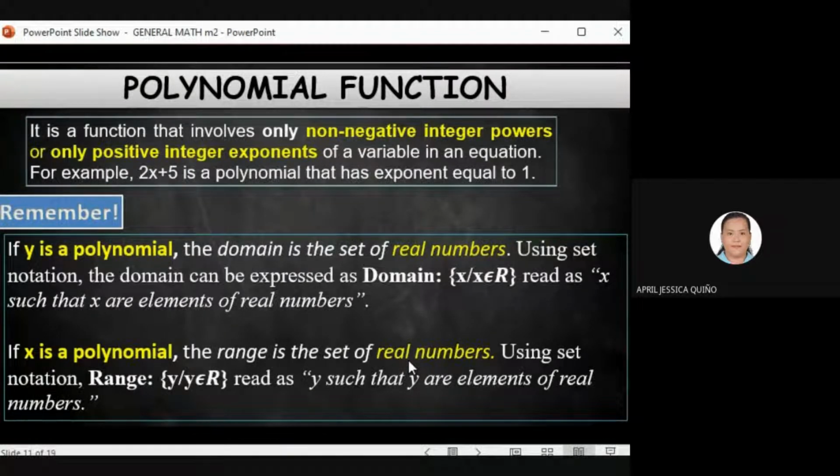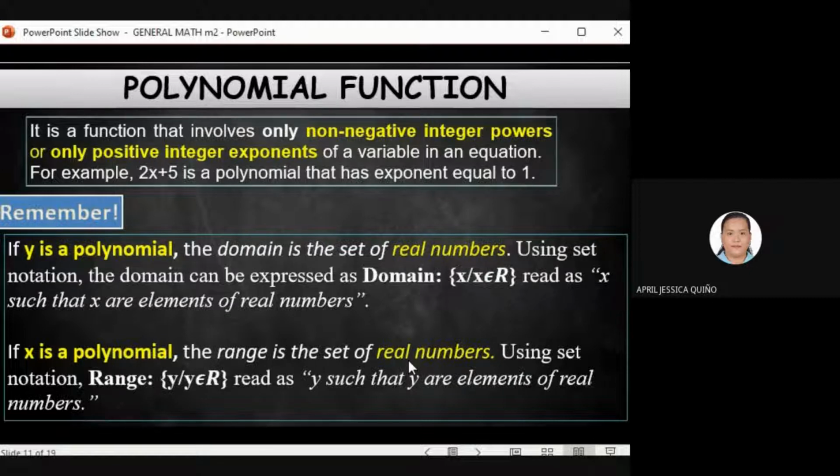If we encounter a polynomial function, you need to remember that the domain or the range is actually a set of real numbers. Okay? What is a polynomial function? A function that involves only non-negative integer powers or only positive integer exponents of a variable in an equation. Ito yung mga polynomials na hindi negative yung exponent. So, kapag wala silang negative or all positive yung exponent nila, we can consider them as a polynomial function.